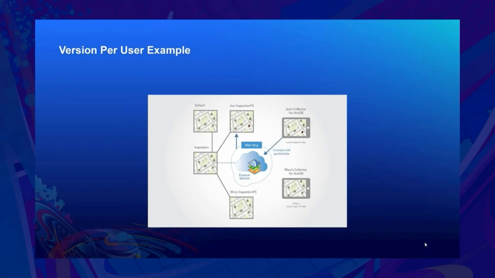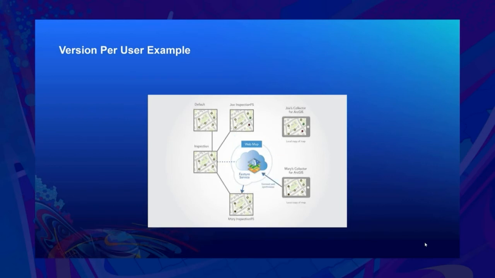Now, these two users can begin editing and syncing, and their sync process will target the specific version that's created for their user. So you see here Joe's changes go into his version. Same would happen with Mary's. But those changes haven't made their way back to the mainline yet. So to achieve that, we need to do reconcile and post. And in this case, because we're using that inspection version, both Joe and Mary's changes are being reconciled and posted back to the inspection version.